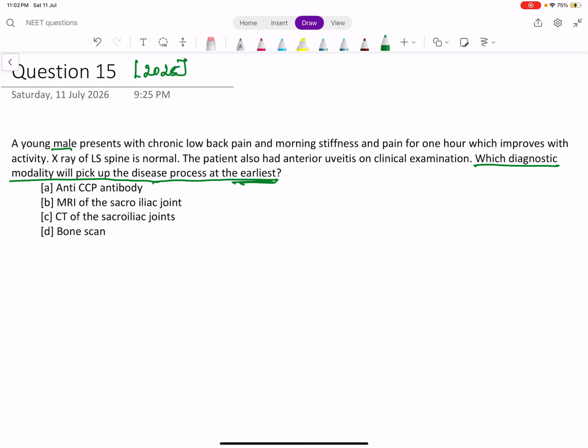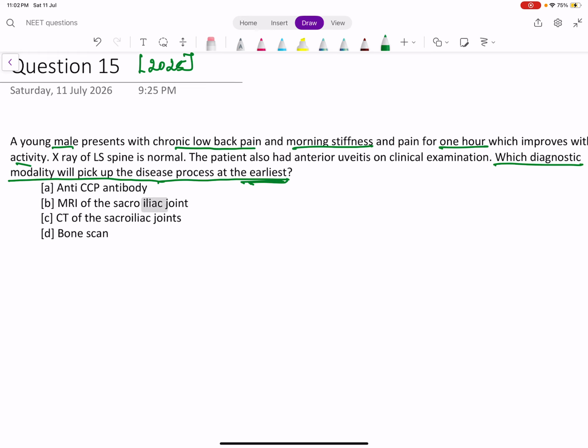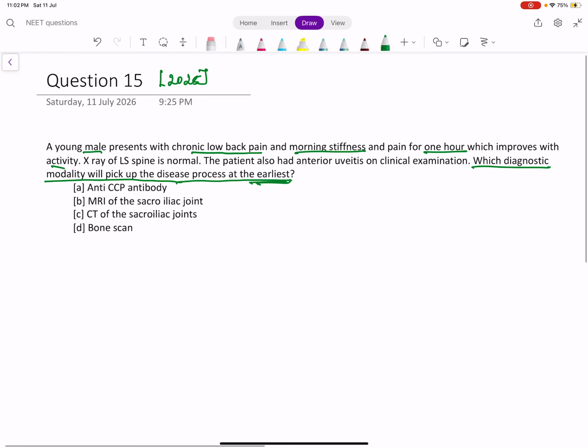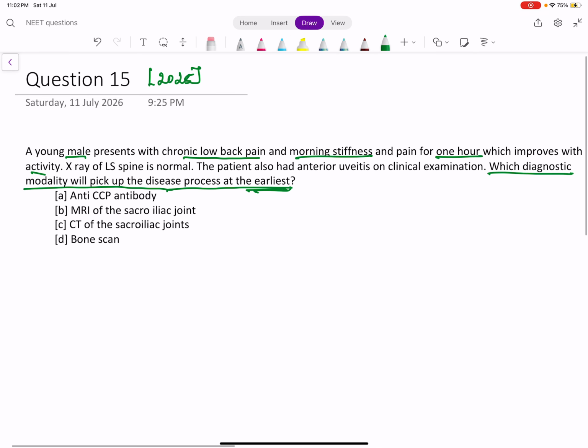A young male presents with chronic low back pain and morning stiffness and pain for 1 hour, which improves with activity. X-ray of the LS spine is normal. The patient also has anterior uveitis on clinical examination. Hope the diagnosis is more or less clear. It's a chronic low back pain.